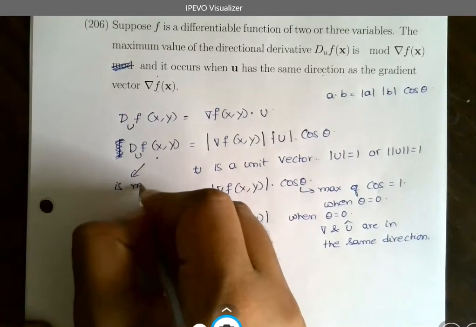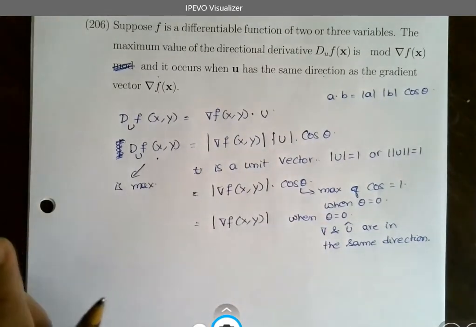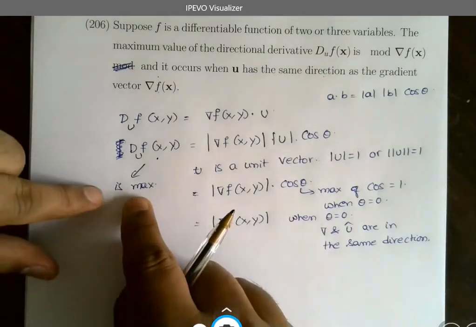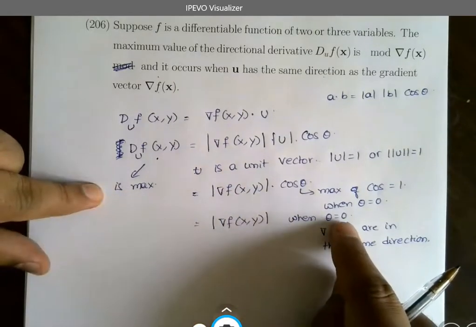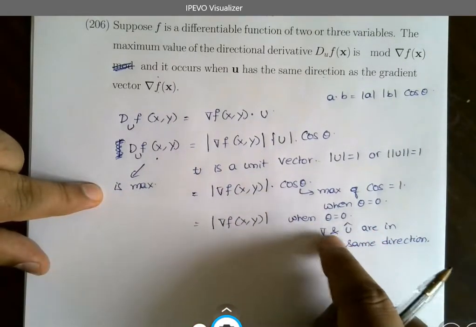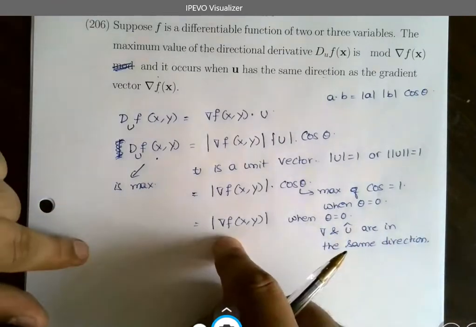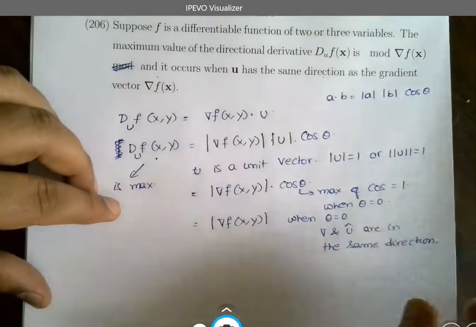See, we are going from directional derivative to gradient to the maximum and the minimum. We are already arriving at the maximum. It is maximum when the angle between the unit vector and the gradient is 0. That's what they are trying to say. And the maximum value is the magnitude of the gradient. Okay, so that's what it is.